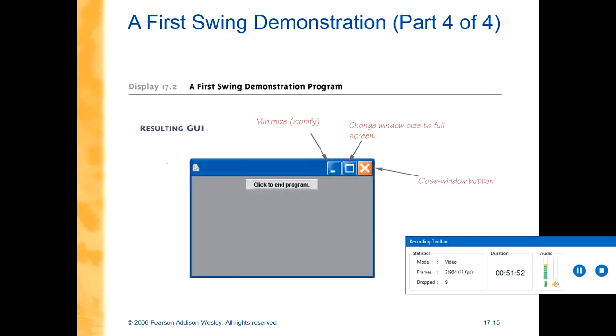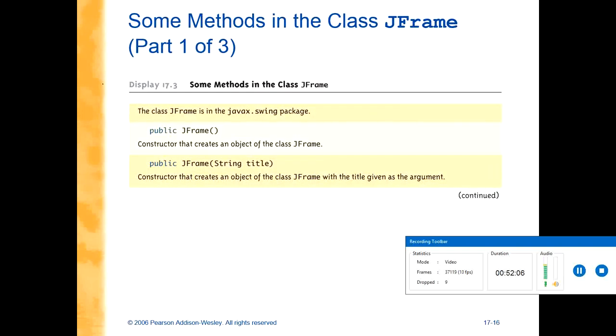So this is how the frame is created. We have three buttons: one to minimize, one to maximize, and one to close, and we have created a button in our program. Some methods in the class JFrame: this is a constructor for the JFrame. This creates an object of the class JFrame.